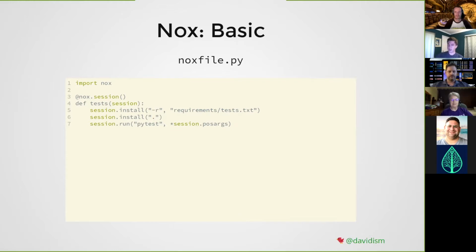We also get a little clever and pass session.postargs, which stands for positional arguments, and that'll pass any additional arguments you pass to Knox on to PyTest. So you can control all the little bells and whistles that PyTest gives you.